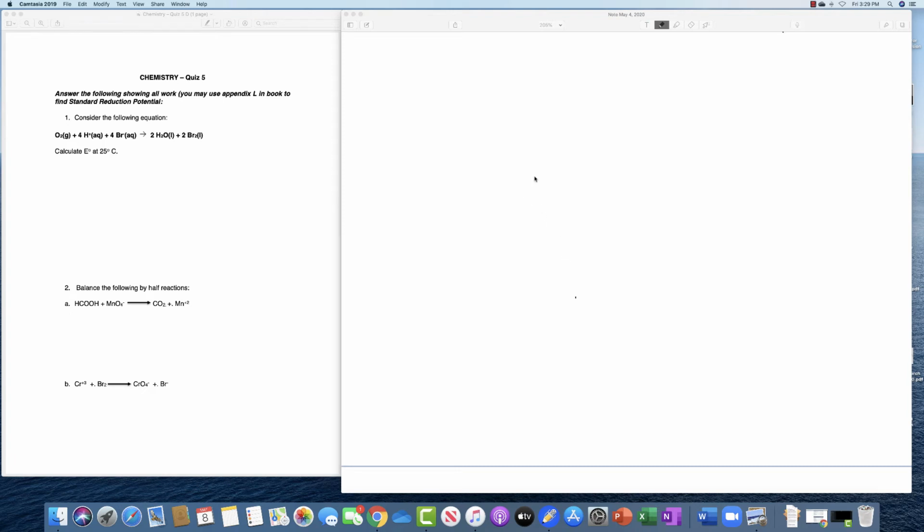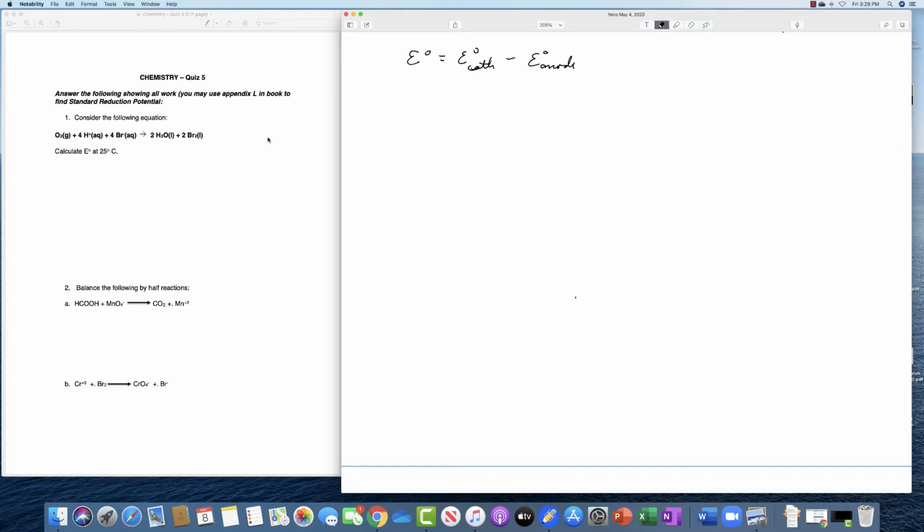We're going to start out with problem number 1 here, and you have this reaction. The question is, find the standard reduction potential for this at 25 degrees. We remember that E0 is equal to E0 cathode, which is where reduction takes place, minus the E0 of the anode, which is where the oxidation takes place.